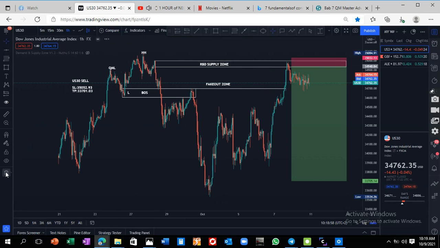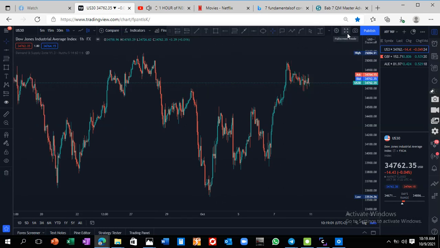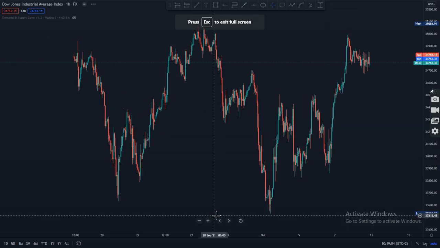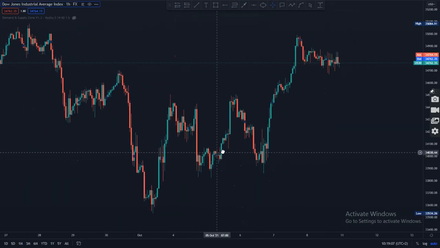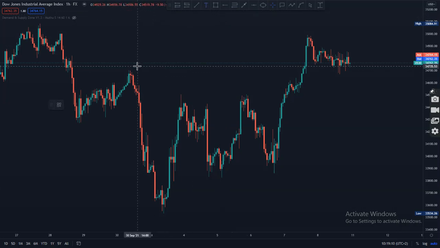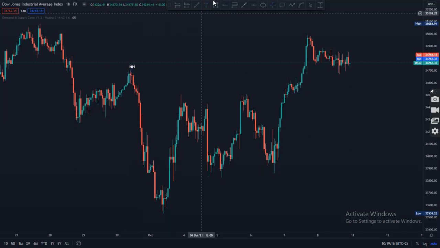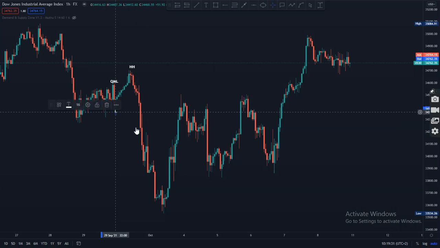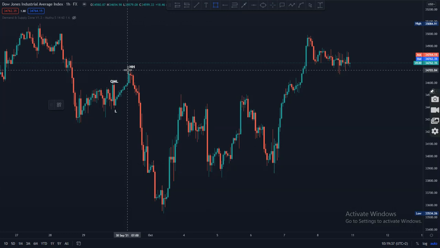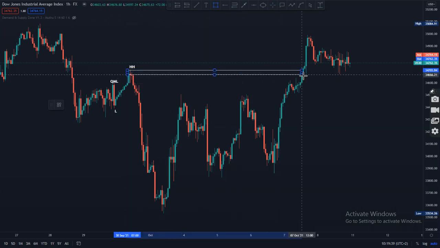So let me delete this. We start over again. By the time I was looking at this chart, it was like this. My higher high was at this level, and my QML was here. And then my low was right here, therefore I had to look for my supply zone somewhere at this level here.